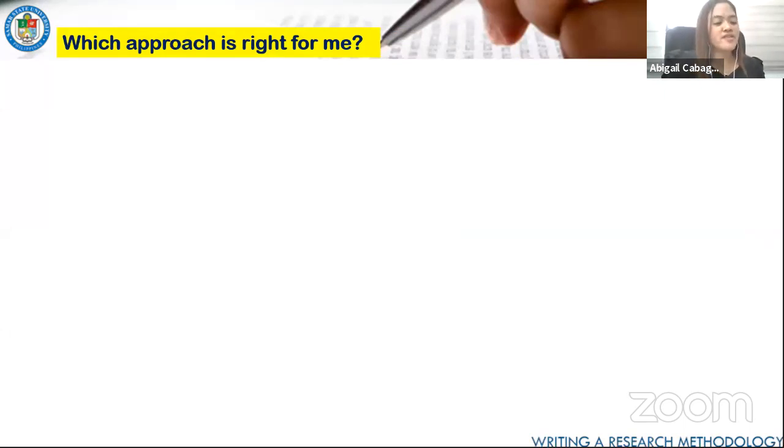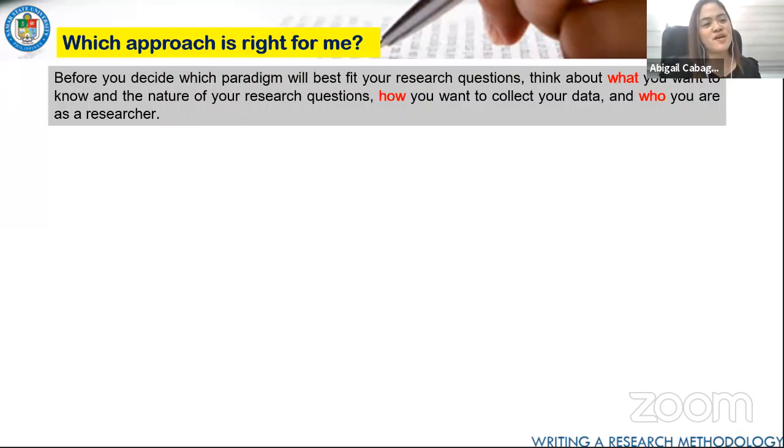Now, your next question is, which approach is right for your research? Before you decide which paradigm will best fit your research questions, think about what you want to know and the nature of your research questions, how you want to collect your data, and who you are as a researcher. Who you are means how you are going to approach the materials in your study.